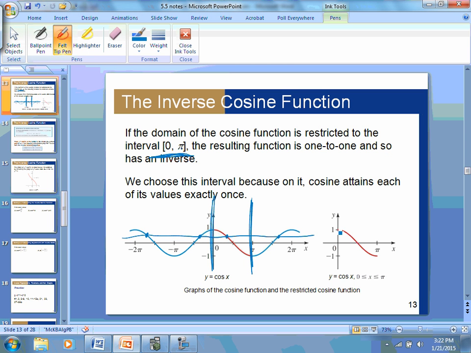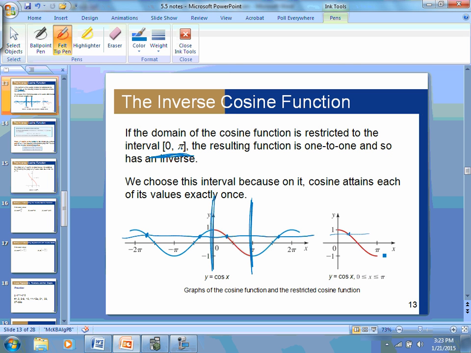Okay, so from 0 to pi, now I have a function where if I draw a horizontal line, it's going to touch the graph just one time, so it passes the horizontal line test. So now we have a one-to-one function. We can deal with our inverse values, and we can find all of the values we need just within this domain. We'll be able to find all of our range values.